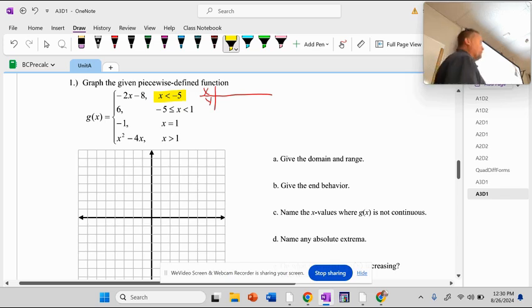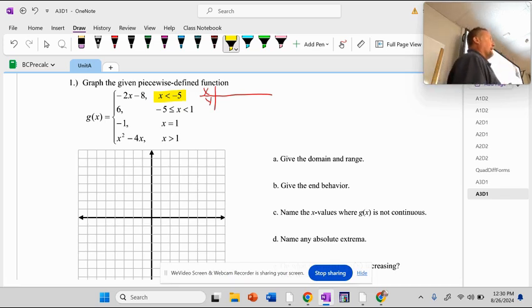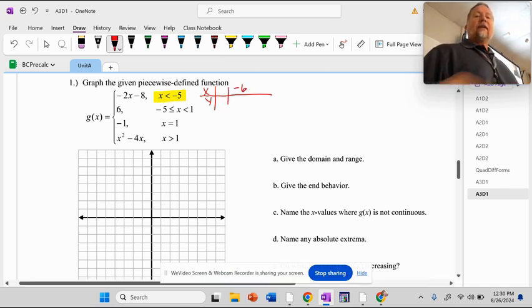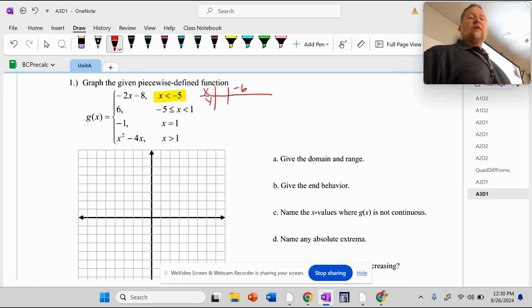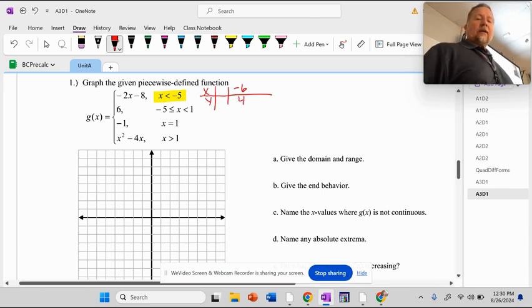So am I allowed to plug in -5 in the first piece? Yes or no, class? 3, 2, 1, go. No. So we're going to do this the wrong way. We're going to plug in -6. -6 times -2 is 12. 12 minus 8 is 4. And I'm going to happily graph that. 3, 4, 5, 6, 1, 2, 3, 4. And I'm allowed to plug in that point.